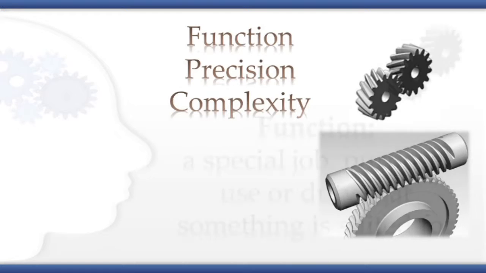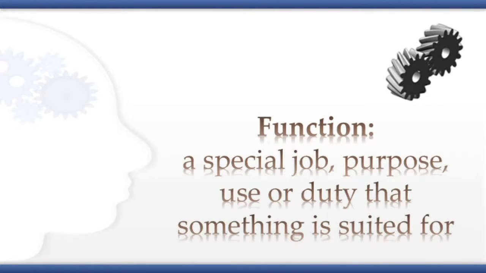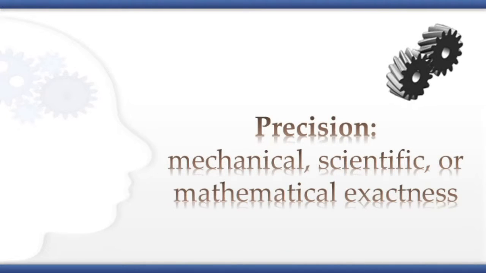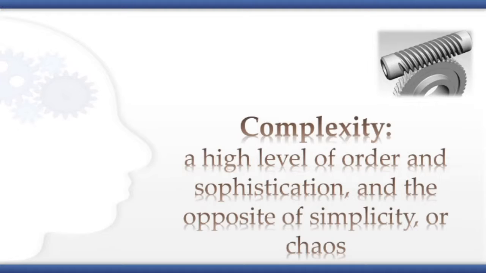By function, I mean the special job, purpose, or duty that something is suited for, such as a gear that is best suited to interact with a similar gear, or an engine that's best suited for changing explosions into rotation. By precision, I mean mechanical, scientific, or mathematical exactness, such as the tolerances of two gears as they interface, or the mathematical fact that very small adjustments in one of the gears would cause it not to function with the other. And by complexity, I mean a high level of order and sophistication, and the opposite of simplicity or chaos.